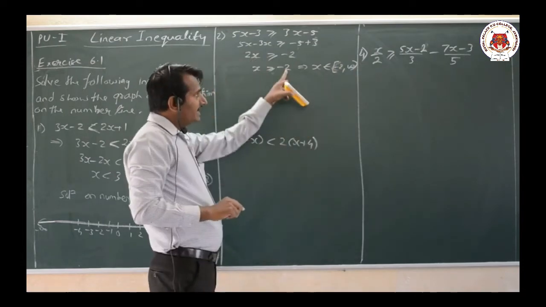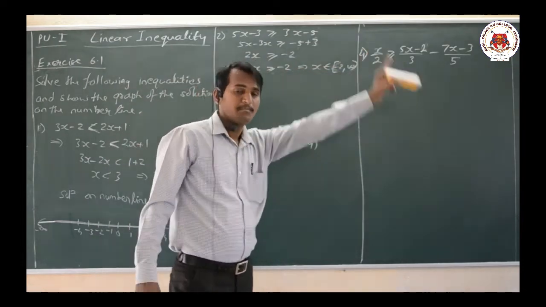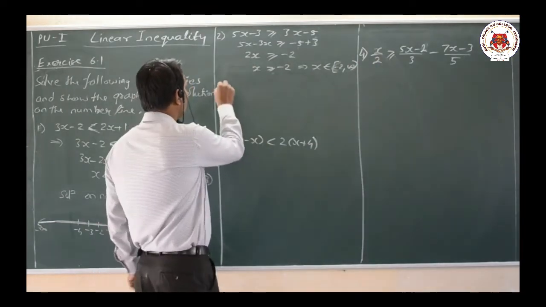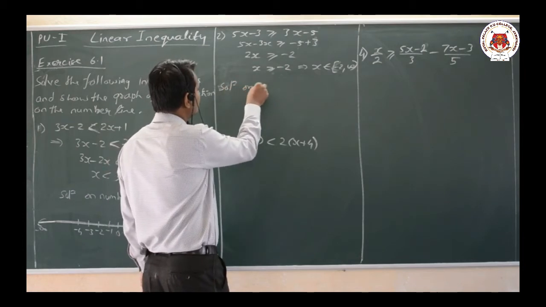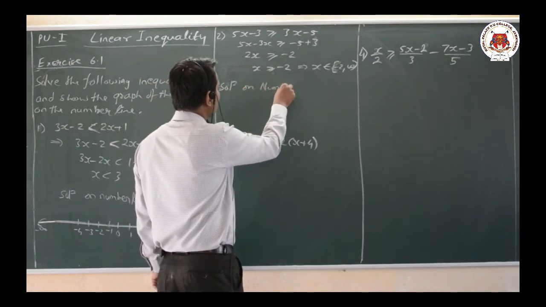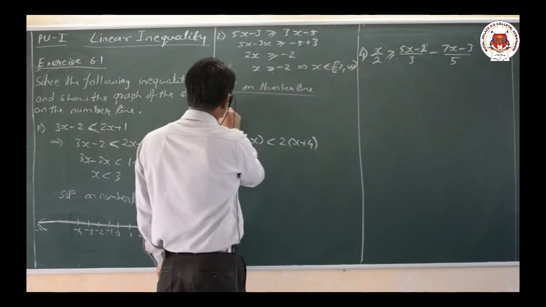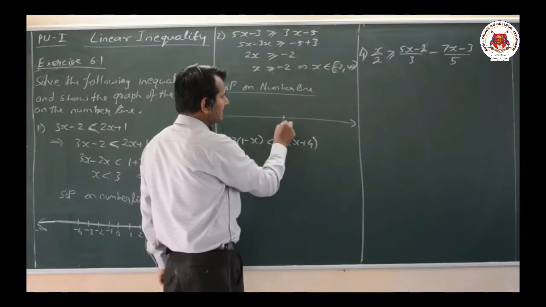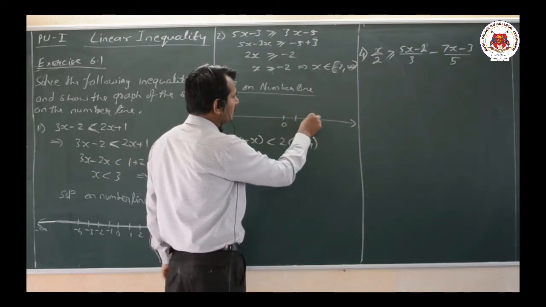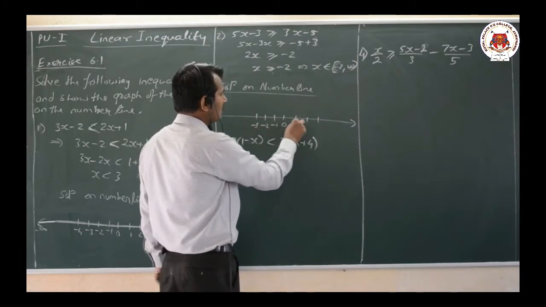That means the least value is minus 2, and the maximum it is plus infinity. Now the solution on number line. Now what it is, that we shall observe here. This is our number line. Let us take it as 0, then 1, 2, 3, minus 1, minus 2, minus 3, and so on.